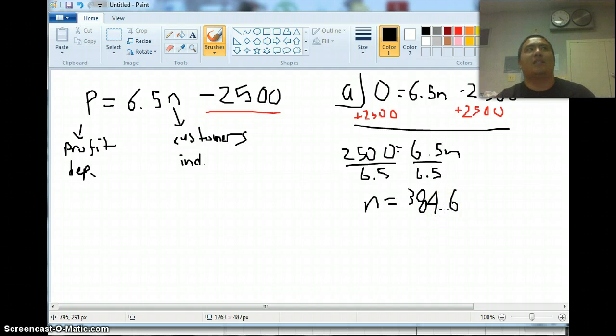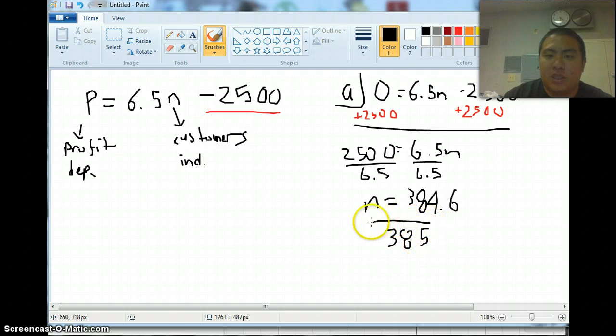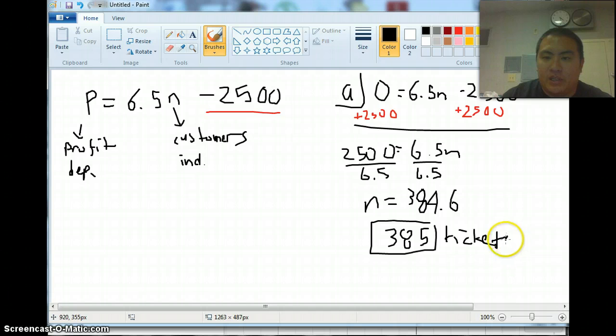Now, do we sell tickets as like parts and pieces? No, obviously not. So which one would you rather have? To break even at 384 or 385? Well, it wouldn't be break even per se, right? If you sell 384 tickets, will you be short or will you be gaining money? Well, you would be short. So what you really want to have is 385, which means that you're just a little bit over. You're making a little bit of profit. So 385 tickets. Okay, so let's keep going from here.